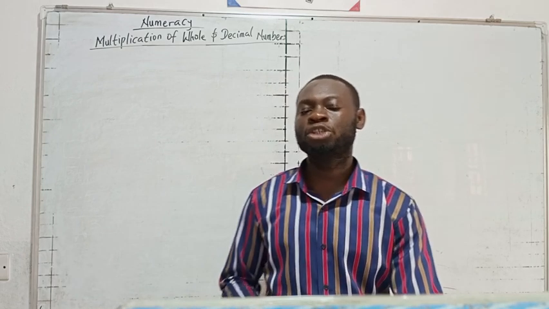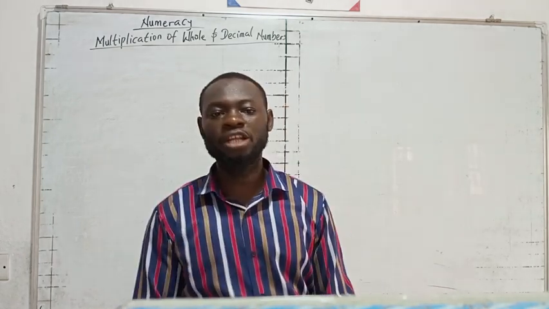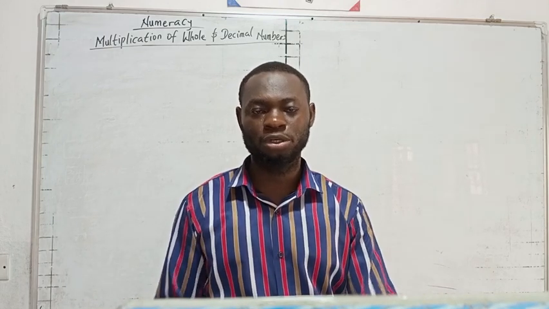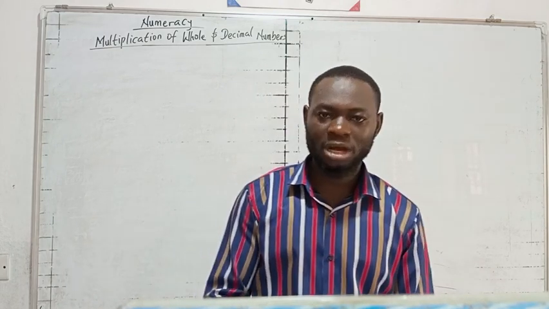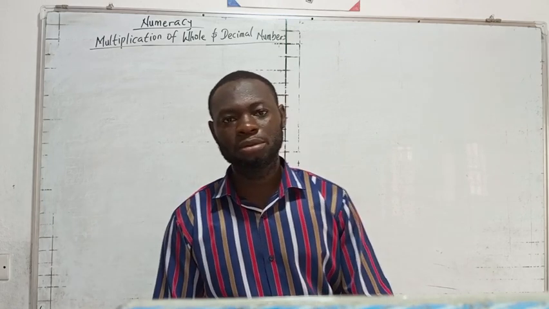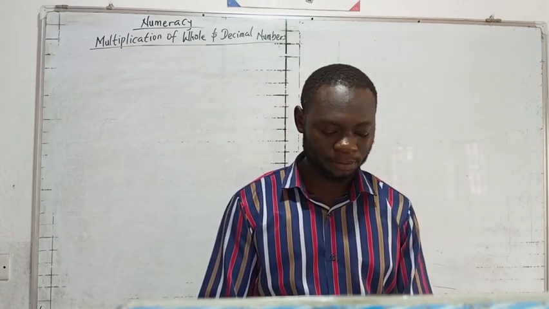Now, one of the multiplication rules says that any number multiplied by 0 is 0 and any number multiplied by 1 is itself. Bear that in mind. So, having said that, let's solve some examples in multiplication.